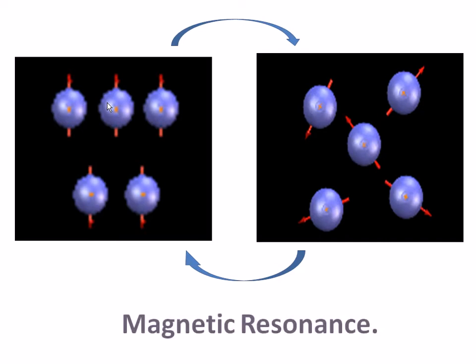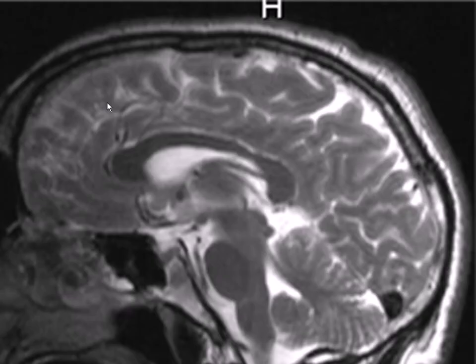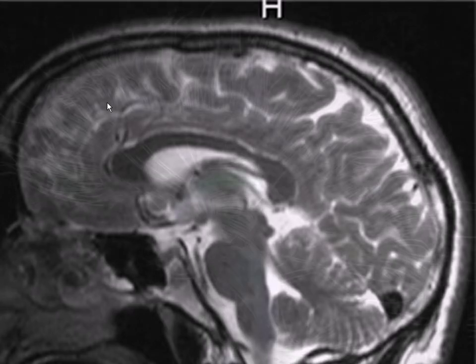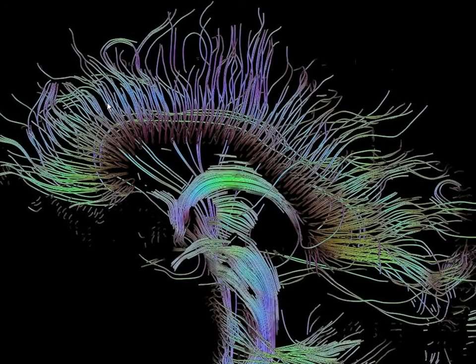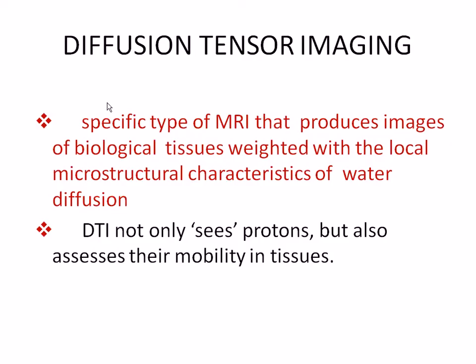And this magnetic dance is what we call magnetic resonance, and this is used to get your impulse for MRI. So if you have a brain like this, you're looking at the proton content and the amount of tissue fluid over there, and it gives an image like this. But if you want to go to the next stage of looking at the fiber, you need to go one step ahead. So DTI not only sees protons, which is the water molecule, but also assesses their mobility in the tissues.